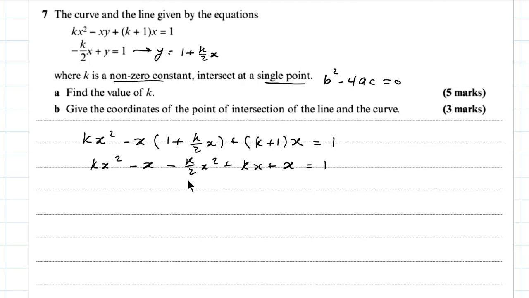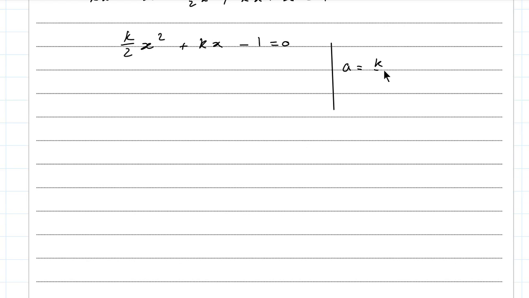kx squared minus k over 2 x squared, something like 1 minus half, right? It will be k over 2 x squared. And then minus x plus x can be cancelled, and we have only plus kx, and minus 1 equals 0. So that a is k over 2, b is k, and c is negative 1.